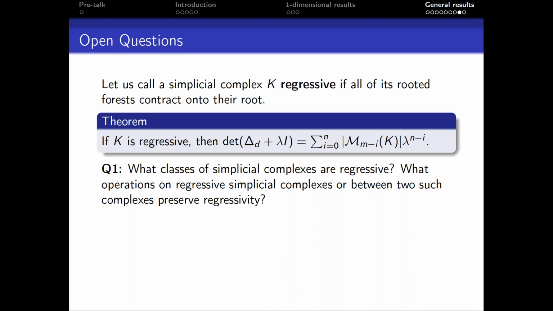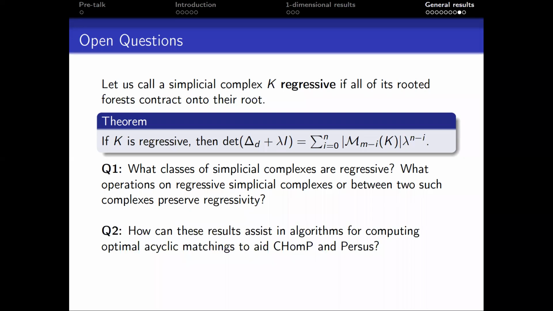What can we do to a regressive simplicial complex so that it is still regressive? Can we glue them? Can we take the product? I think there are still some open questions there.